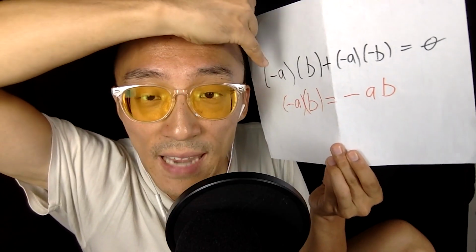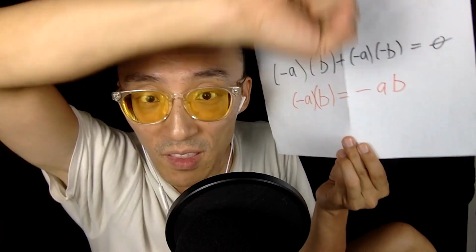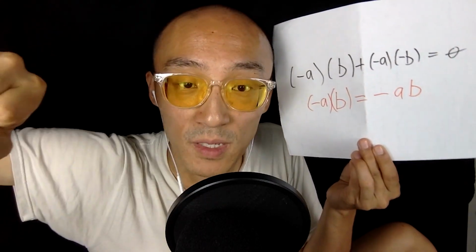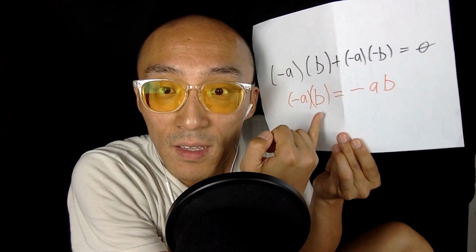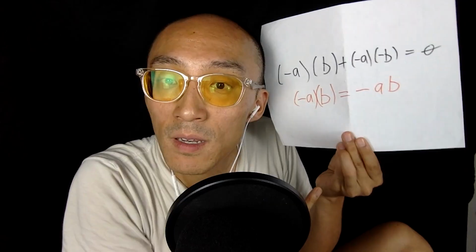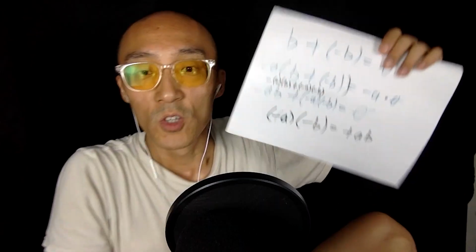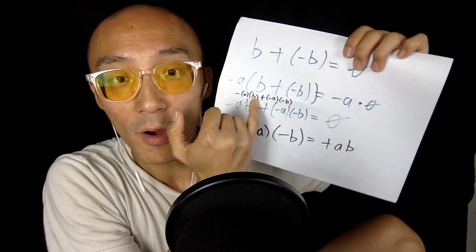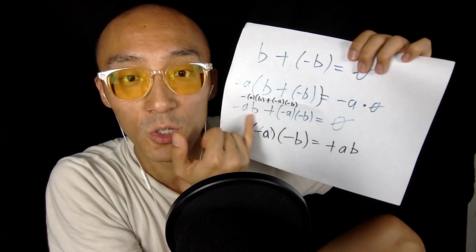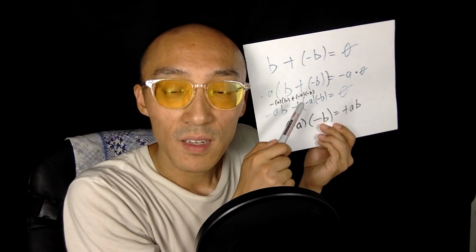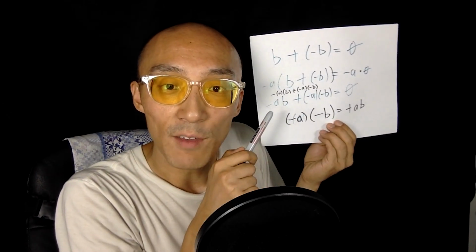After you distribute, you get negative a times b plus negative a times negative b. Again, you distribute the outside term into each of the terms and add them together. We just proved earlier that negative a times b is equal to negative ab. So now we substitute this negative ab into here. So in that long piece of paper, ignore this part because I was confusing people with this. Just start here again. Again, this is the substitution, right? So now we have negative ab plus negative a times negative b equals 0. And what can we do here?